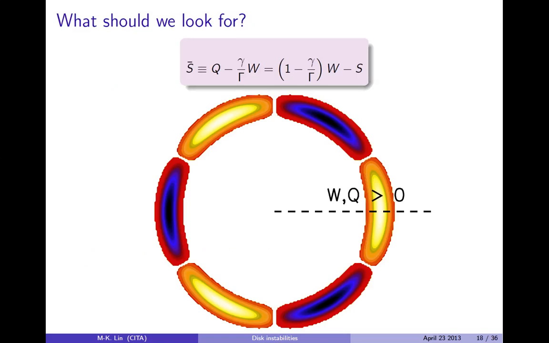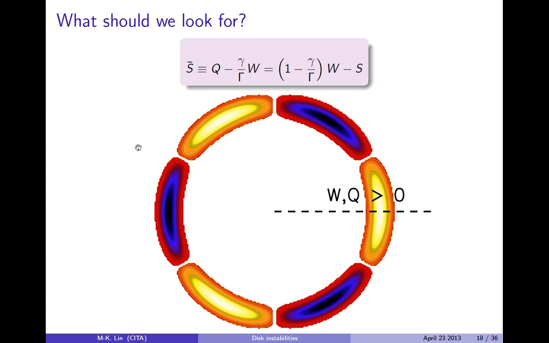So I want to sidetrack a little bit and talk about this quantity, S bar. I'll explain why I'm interested in S bar in a couple of slides, but right now we'll take it as a definition. It's defined to be the density perturbation minus some number, gamma over gamma, multiplied by the pressure perturbation. And I want to think about how this quantity should behave in the meridional plane.